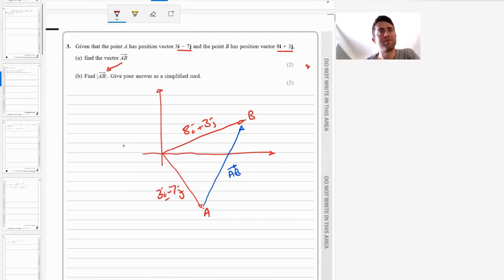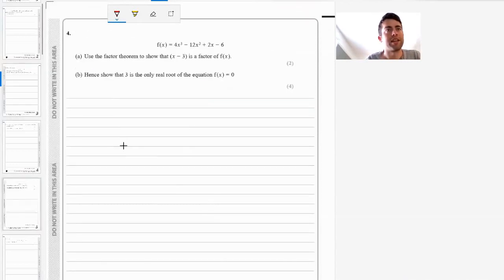Question 4. Use the factor theorem to show that this is a factor of this. I'm going to leave that up to you to look up again how to use the factor theorem. But if it says to use the factor theorem, then you need to say, by the factor theorem, such and such and such and such. Make it explicit how you've used the factor theorem for the marks.